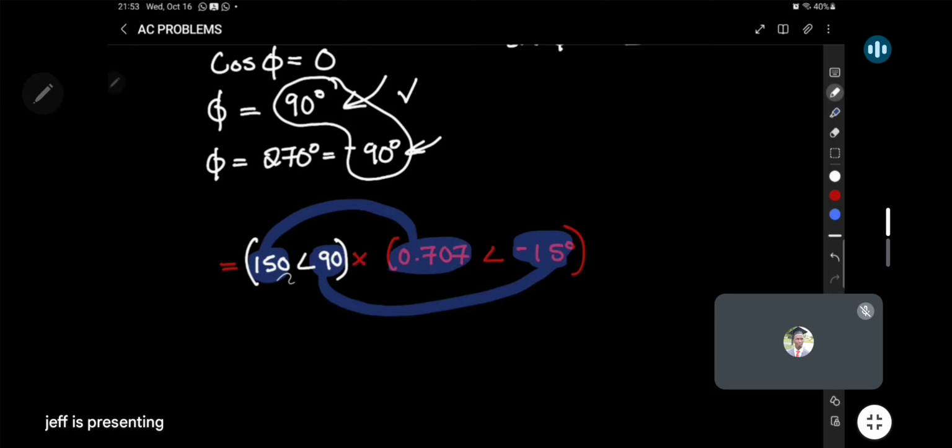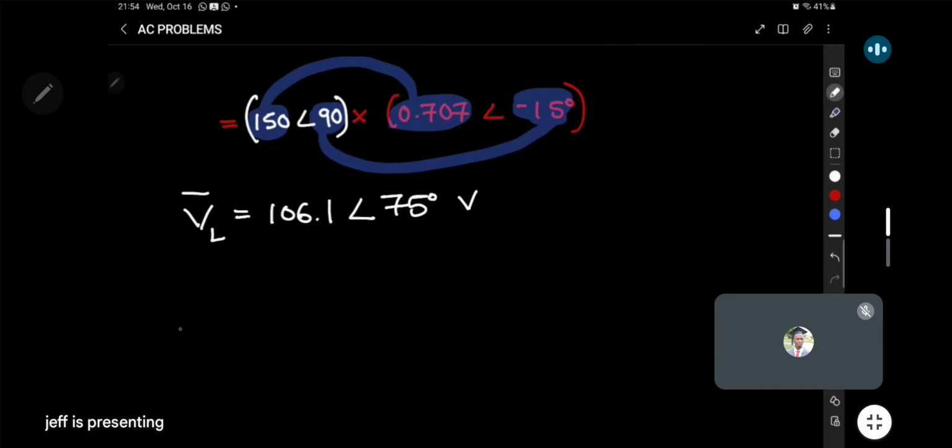So when we multiply 150 and 0.707, here we get 106. And when we add 90 plus negative 15, which is just going to be 90 minus 15, the angle will reduce to 75 degrees. So this becomes the voltage drop across the inductor.